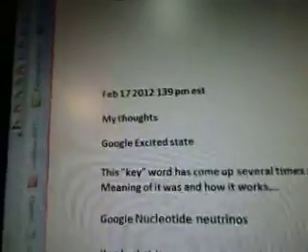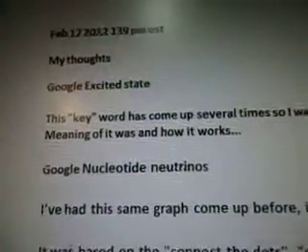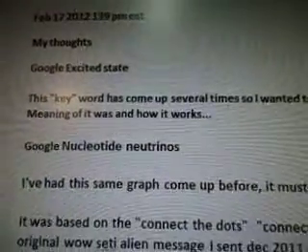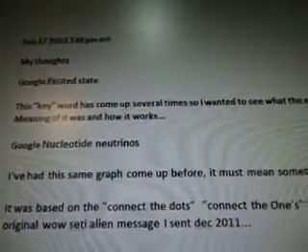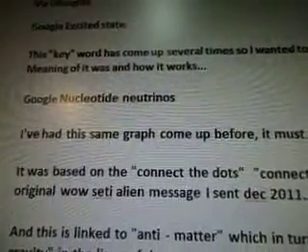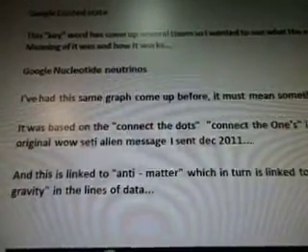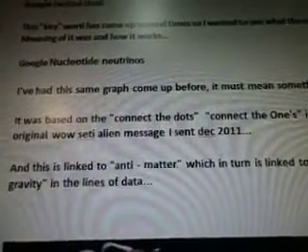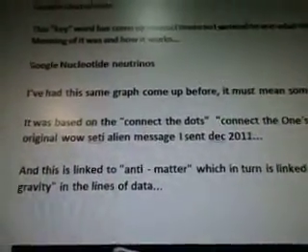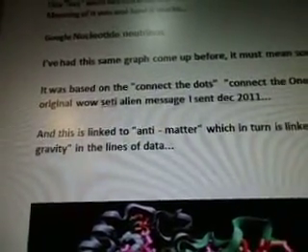And let's pop down here. February 17th, 2012, my thoughts. Google excited state. This keyword has come up several times, so I wanted to see what the exact meaning of it was and how it works. So what I did was Google nucleotide neutrinos. I've had the same graph come up before and it must mean something. It was based on connecting the dots, connecting the ones in the original Wow Seti alien message I sent in December 2011. And this is linked to antimatter, which in turn is linked to anti-gravity in the lines of data.